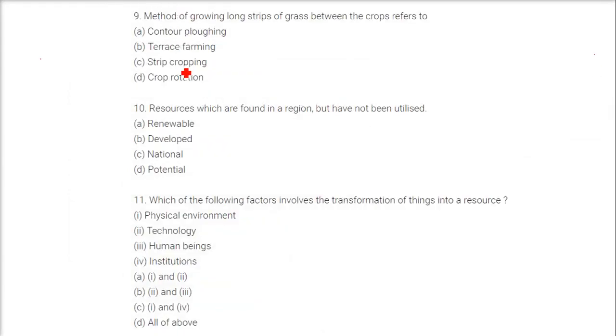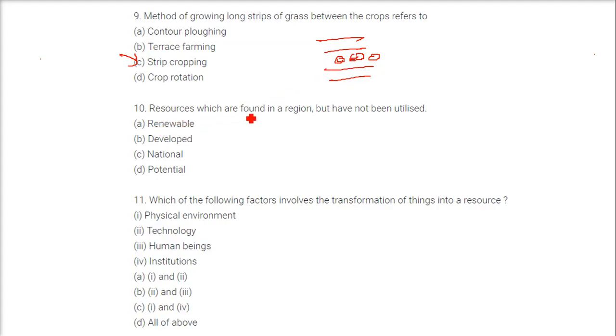Now the next question is the method of growing long strips of grass between the crops. What does it refer to? The answer is strip cropping. Cropping is done here in strips and in between we grow grasses in order to reduce the speed of the wind.